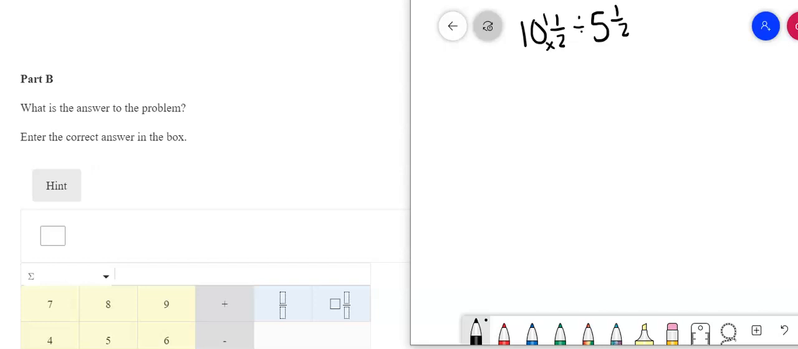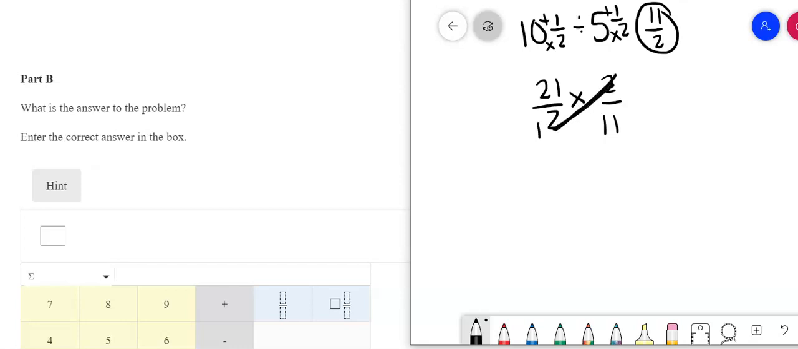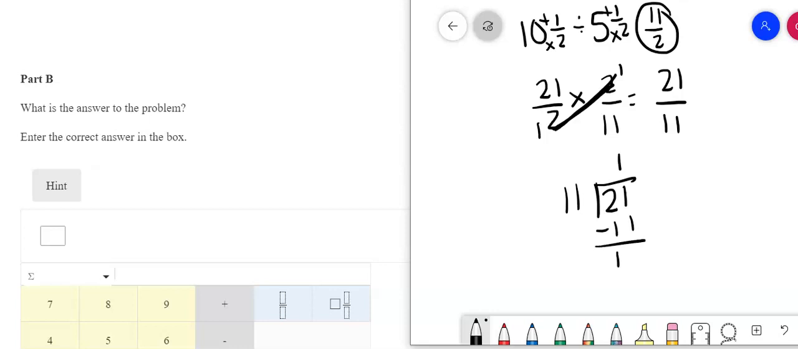Ten times 2 is 20, plus 1 is 21 over 2. Division, we're going to change to multiplication. 5 times 2 is 10, plus 1 is 11, so I have 11 over 2. I wrote it over here, so I remember to flip it. My 2's cancel out to 1s. So I get 21 over 11. 21 divided by 11. 11 goes into 21 once. And we get 10. So 1 and 10 over 11. So we're going to put that over here.